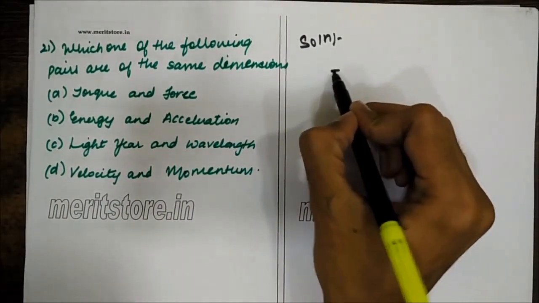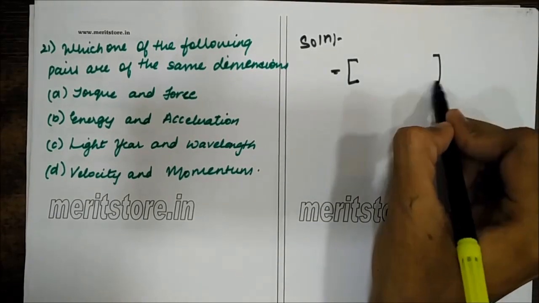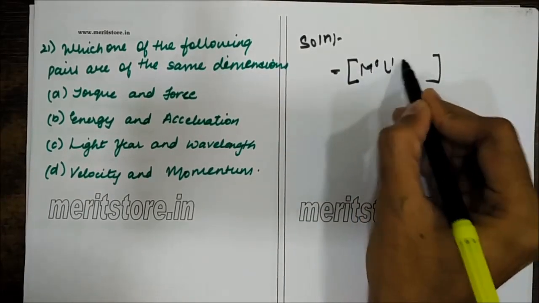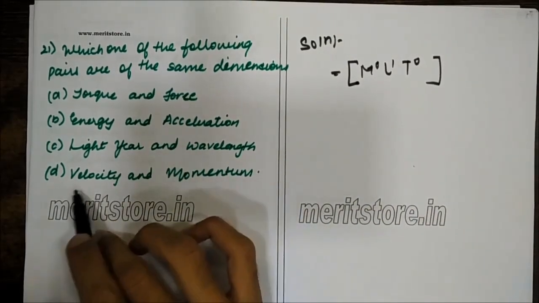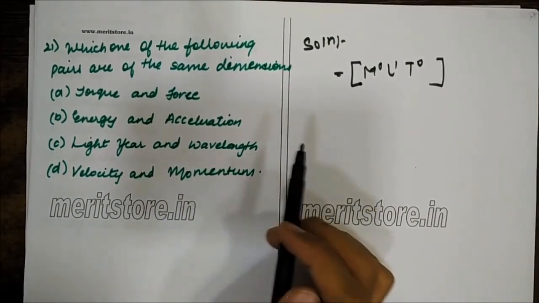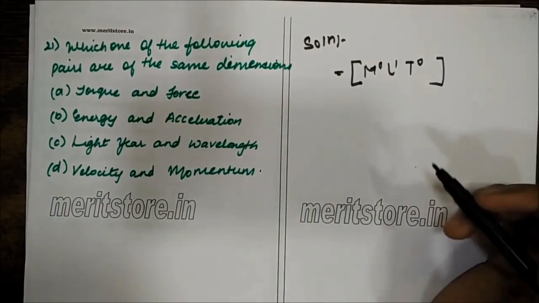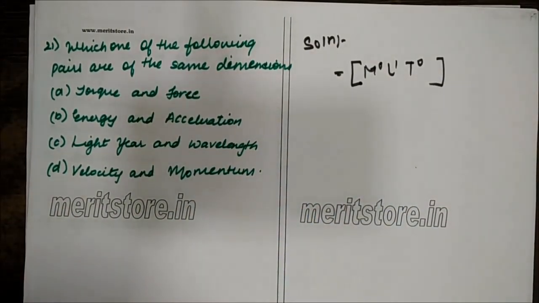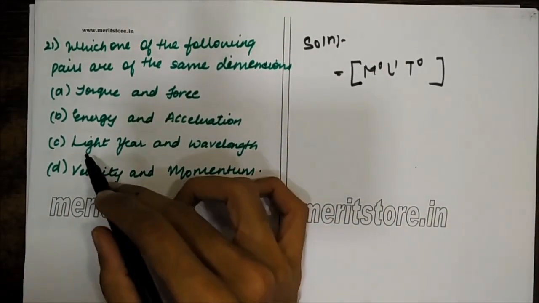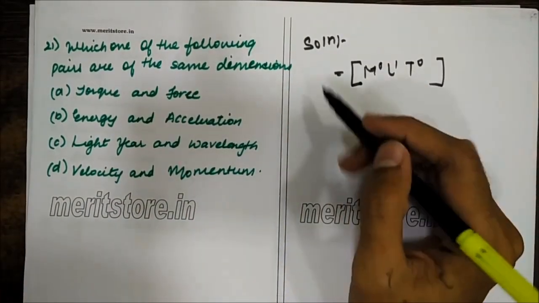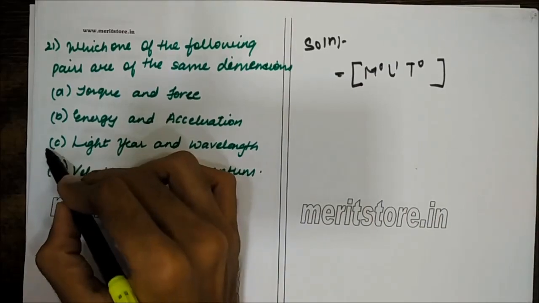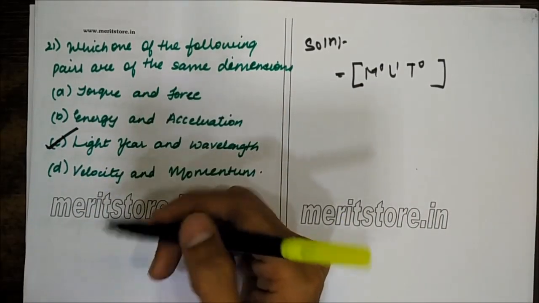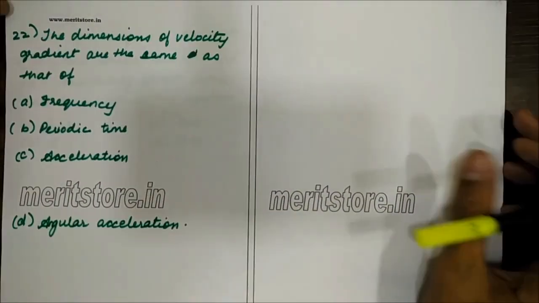So for the light year and the wavelength, we have only length as 1 and the rest are 0. Velocity and momentum: velocity is meter per second, and momentum again has a different unit. So light year and wavelength are the only pair in which they have all the same physical quantities. The other three pairs have different physical quantities.